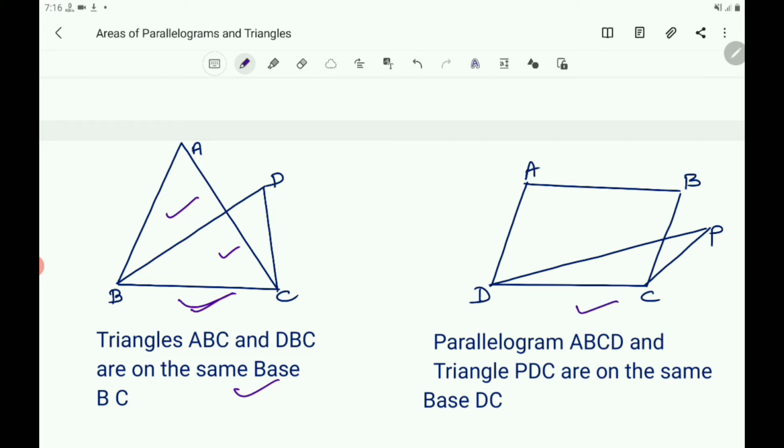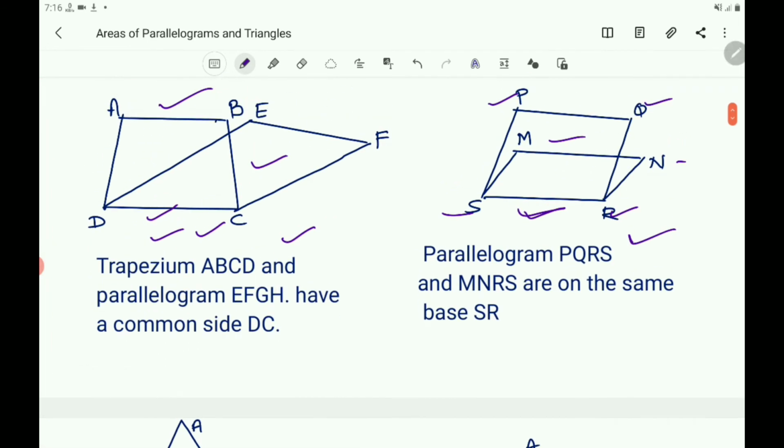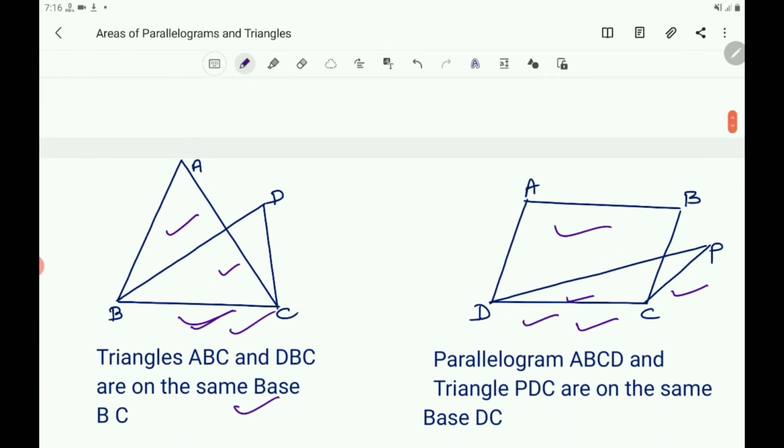And observe this figure. Here there is a parallelogram ABCD and a triangle PDC. PDC is a triangle and ABCD is a parallelogram. They are on the same base DC. So the parallelogram ABCD and triangle PDC are on the same base DC. In all the cases you observe that two figures, trapezium and parallelogram, two parallelograms, two triangles, parallelogram and triangle, are on the same base.